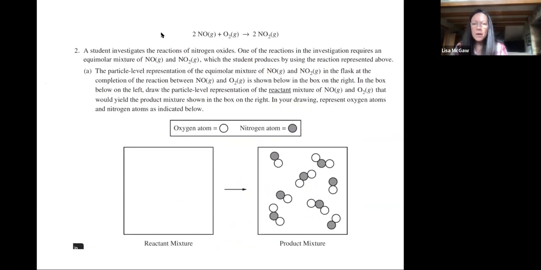Here I have to go backwards. They want me to actually fill in the box. So I'm going to give you just a second and see if you can fill in the box. See if you can fill in the box.